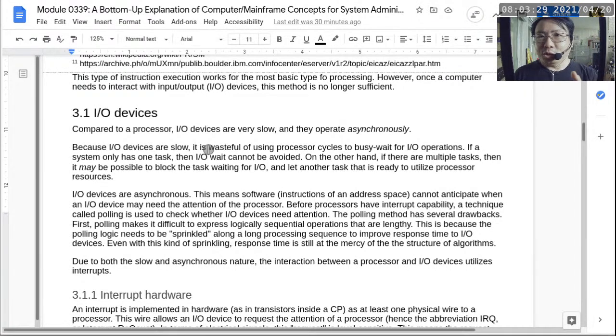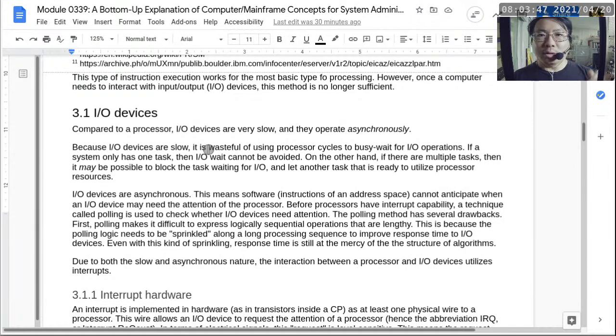That is when interrupts come in handy, because an interrupt is a way for an I/O device to tell the processor, hey, I just finished what you asked me to do earlier. What else do you want me to do? Okay, that is the mechanism.